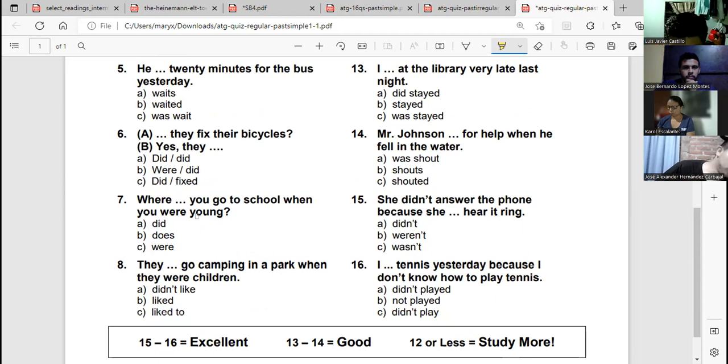Number 6. And number 5, too. 5 and 6. Yes, sir. Okay, number 5. He waited 20 minutes for the bus yesterday. Okay, he waited 20 minutes for the bus yesterday. Very good. Number 6. Did they fix their bicycles?